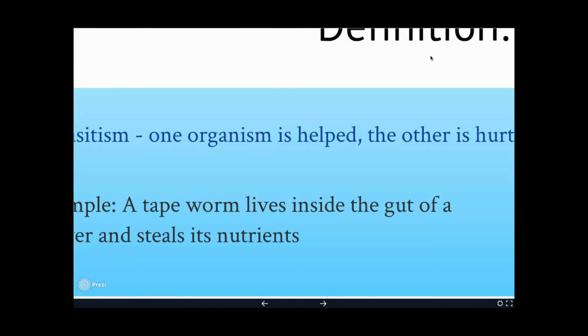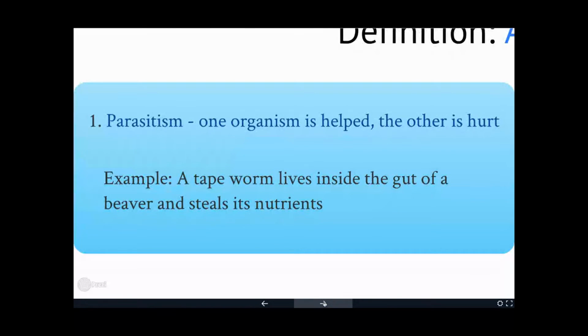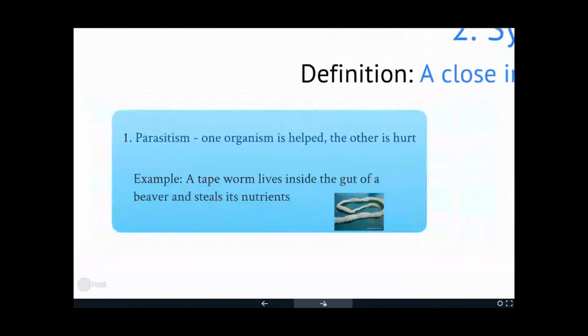Next. Oh, what'd you do? You zoomed in. Come on. Okay. Oh, and there's a picture of a growth swarm. Yep.